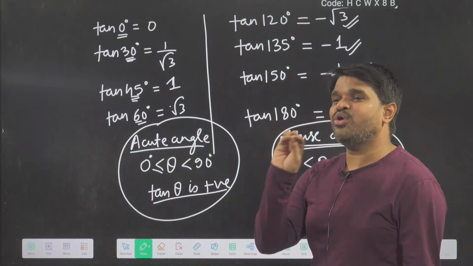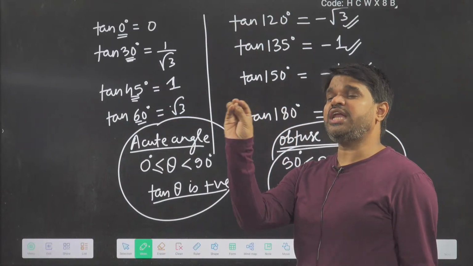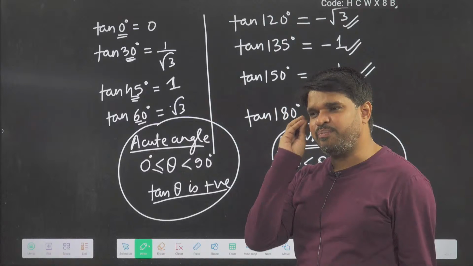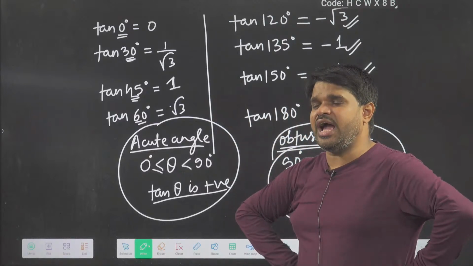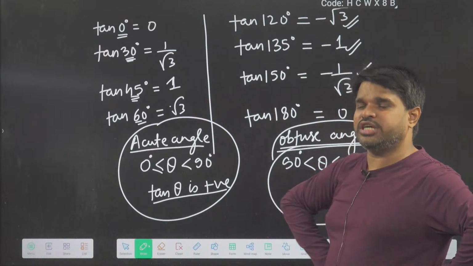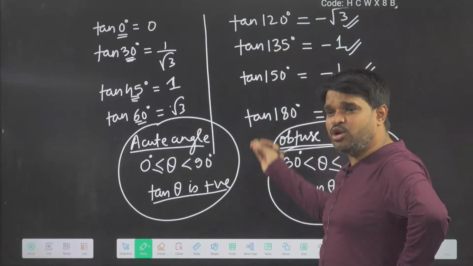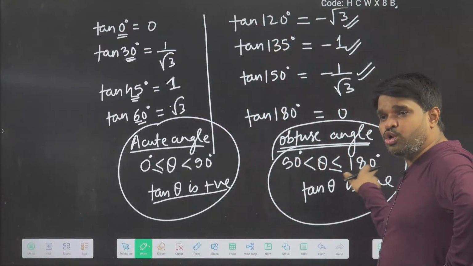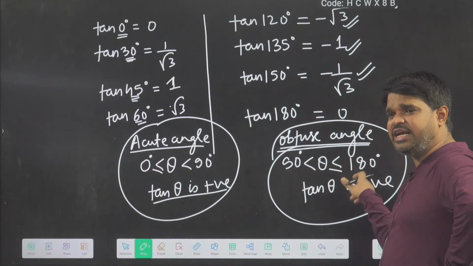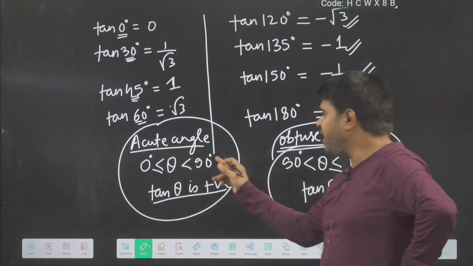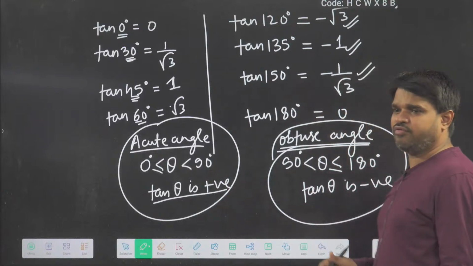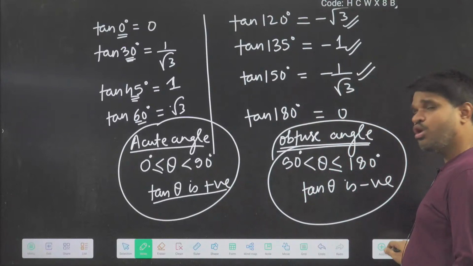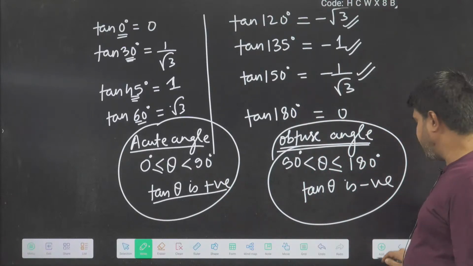Now I am going to write a few values of tan theta. You have to just tell me positive or negative. Standard values I have already taken, but I have told you if the angle lies between 90 and 180, it is negative. If the angle lies between 0 and 90, the value will be positive. Now you have to just tell me positive or negative.